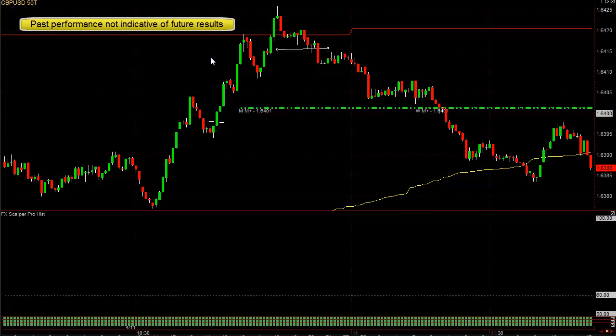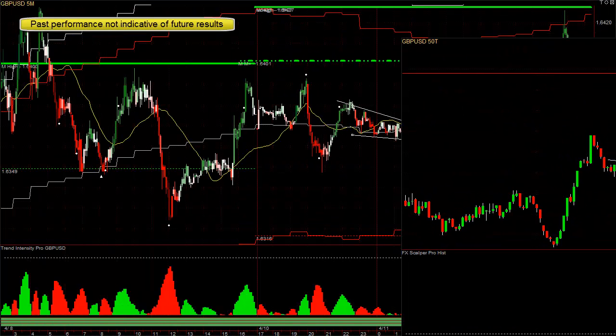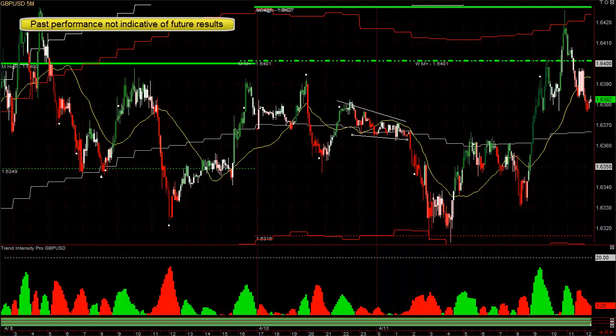If you see it going up with a smaller percentage of other pound pairs going up, maybe the pound's stronger than the dollar, but it's not stronger than other currencies, and usually that's a bad sign for being long the pound dollar.